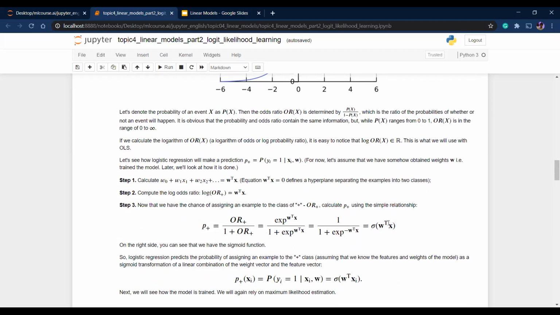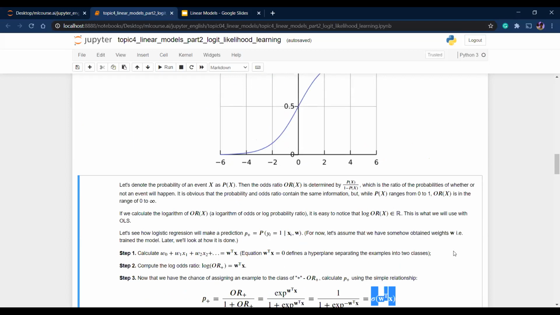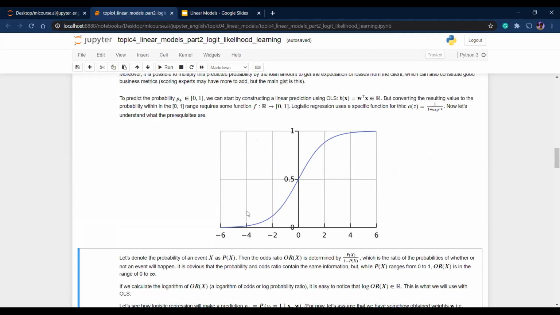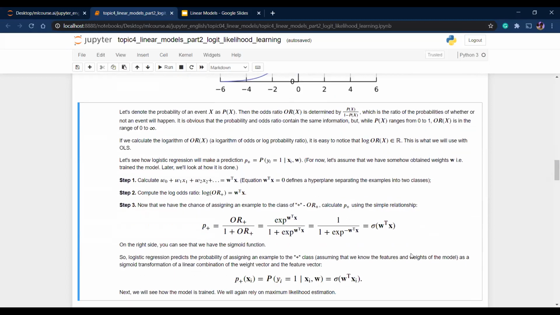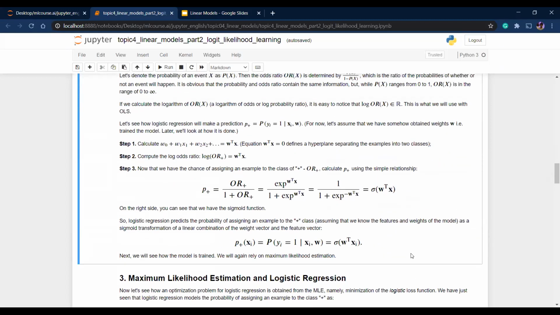So this is just a derivation of why the function looks like this. It's not important, but I just wanted to go over it. And what we usually do is we try to predict the probability of yi, or the output, equals 1, given the input x and w, which is nothing but the sigmoid function in this case. Okay.